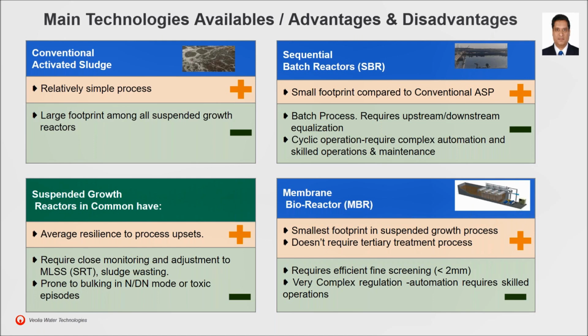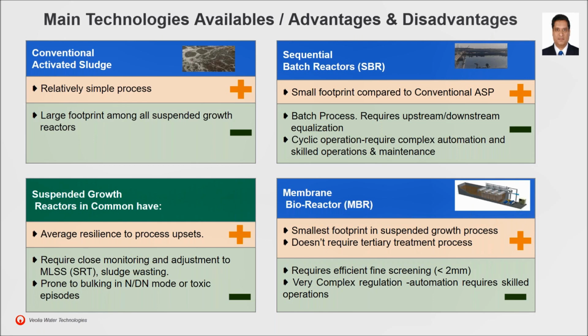And this technology is quite prone to bulking episodes if the process is provided in NDN mode, that is nitrification, denitrification mode, or in case of toxic episodes. In general, the conventional activated sludge reactors are a simple process, but among all suspended technology available, they have the largest footprint. SBR reactors have a relatively small footprint compared to the conventional activated sludge process. However, it has the disadvantage that it's a batch process and it requires upstream or downstream equalization.